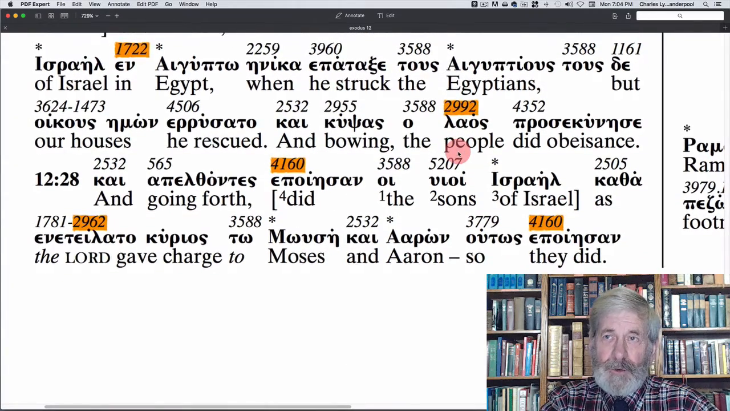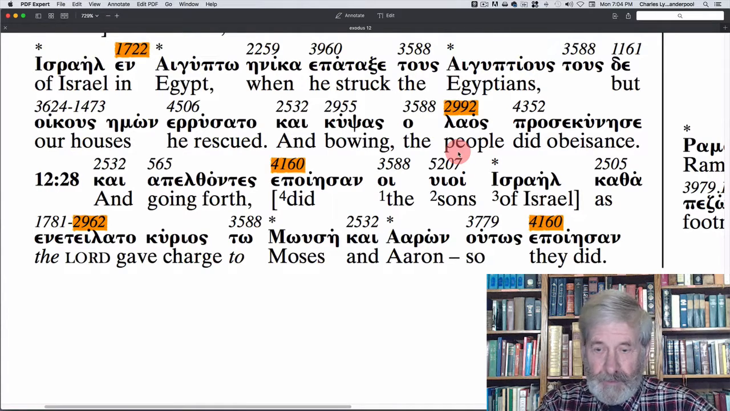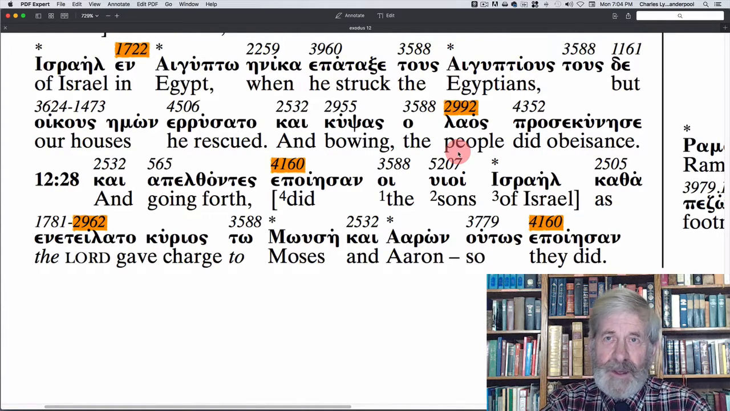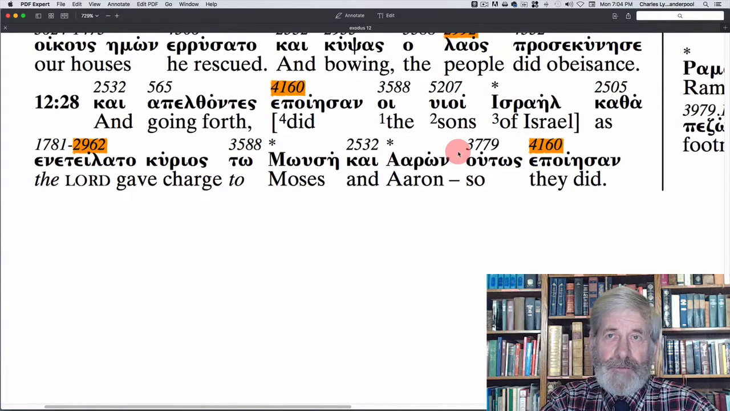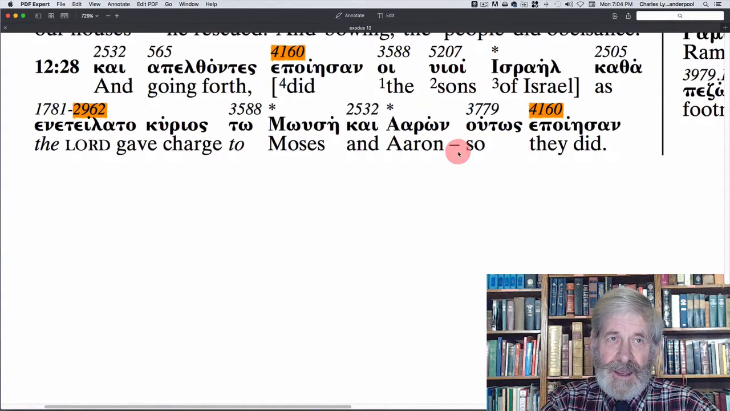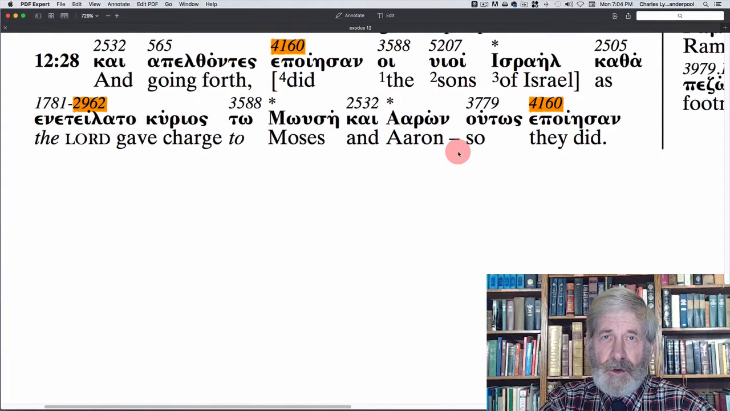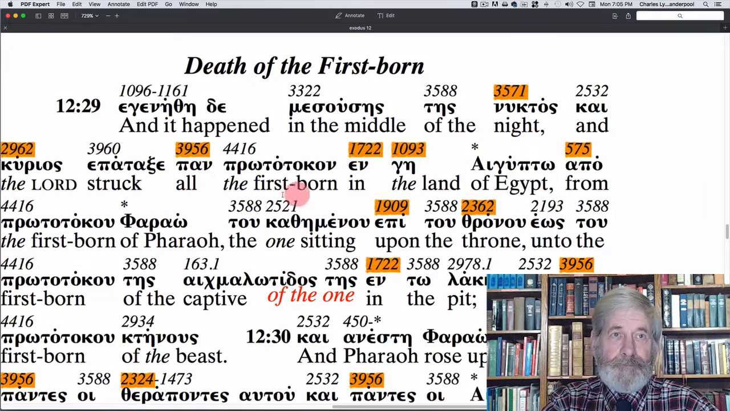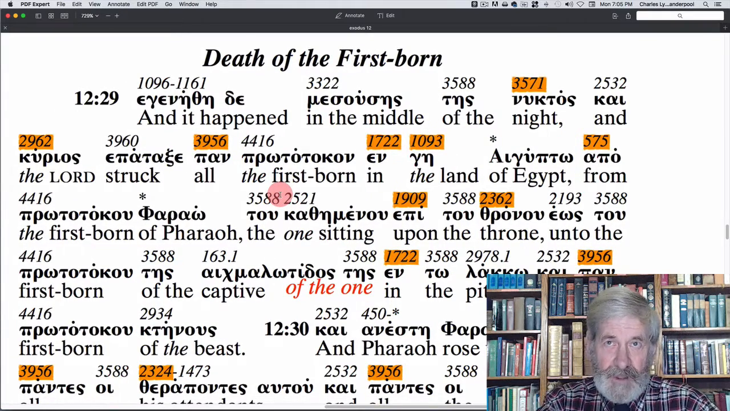And bowing, the people did obeisance in front of Moses. We're going to do exactly as you said, we'll do that. And going forth, the sons of Israel did as Kyrios gave charge to Moses and Aaron, so they did. Now, the end of that parenthetical part. Now we go back into what actually happens.